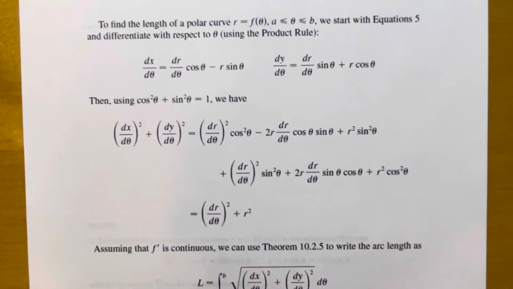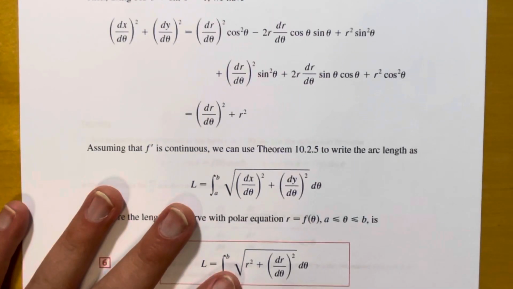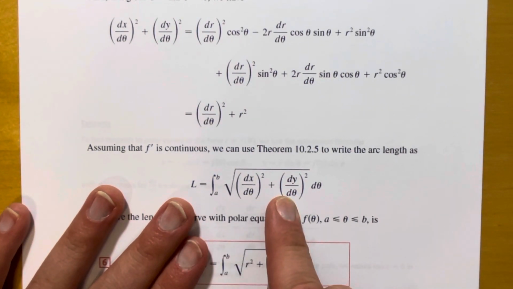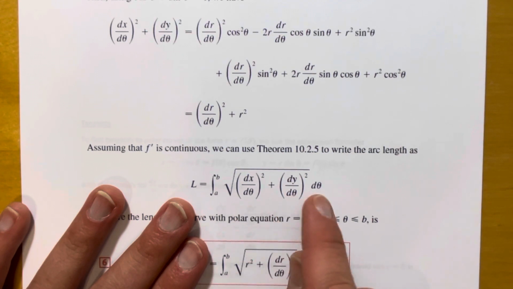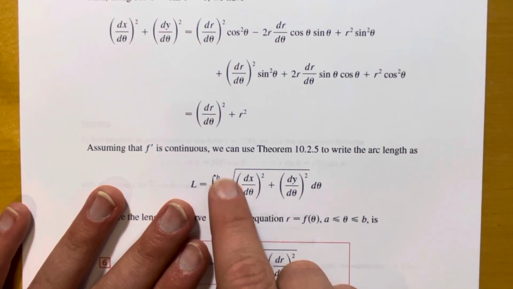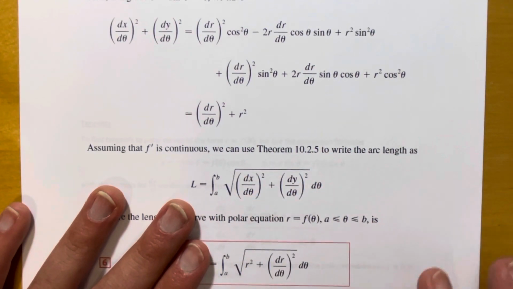So how do we go about finding arc length? Well, I'm going to jump down here. This is what our arc length formula looks like from section 10.2 if our parameter is theta. It's the integral from a to b of the square root of the sum of the squares of dx/d theta and dy/d theta.